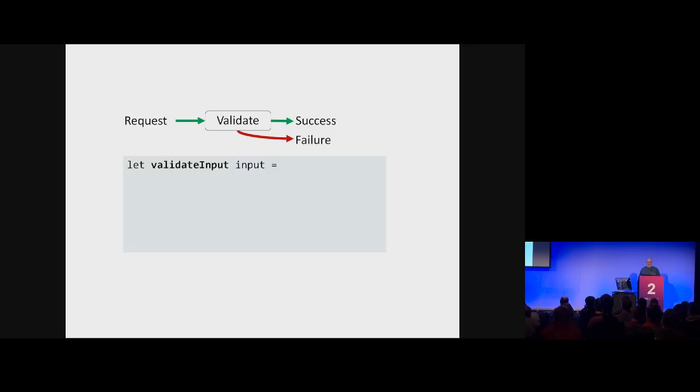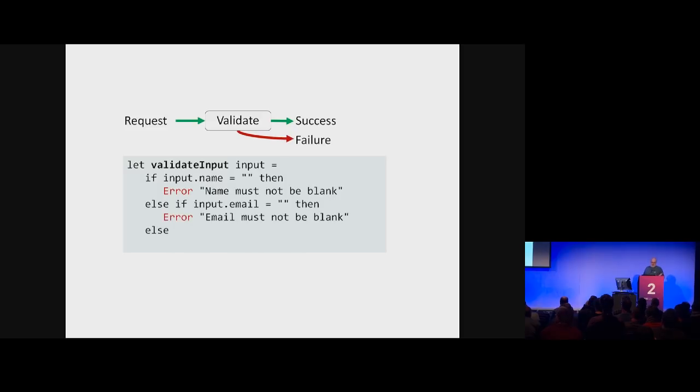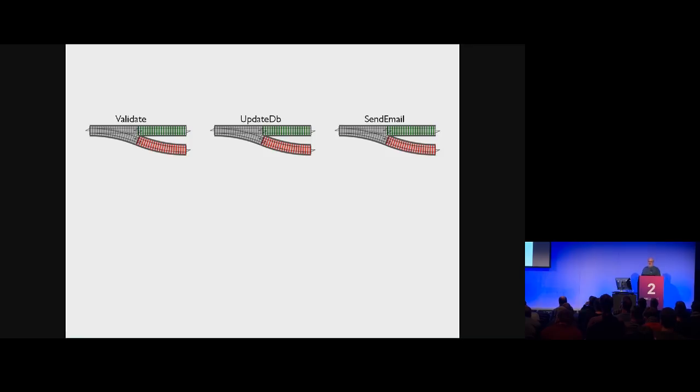And then all our little validation functions basically say, in this case, if the name is blank, that's an error. If the email's blank, that's an error. Otherwise, it's fine. And you go through all your functions in your workflow. You do exactly the same thing, and you end up with a bunch of two-track functions like this.